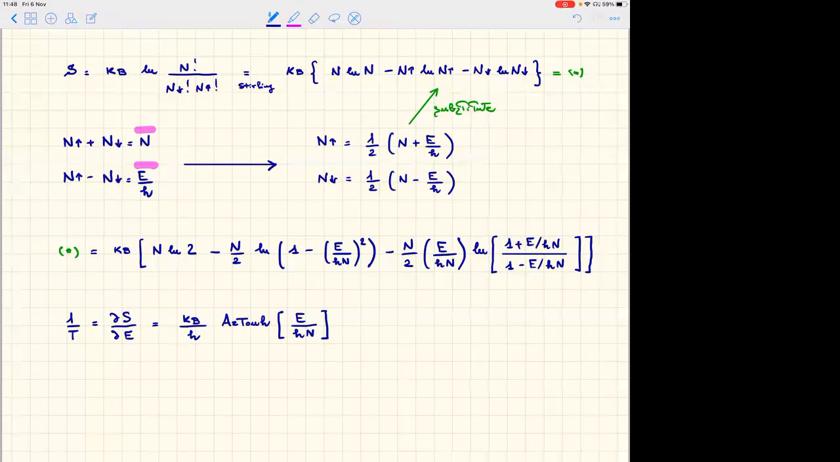And this makes a lot of sense because it tells me that essentially, if I invert this formula, the internal energy is equal to n times h times the tangent hyperbolic of h over k_B T.